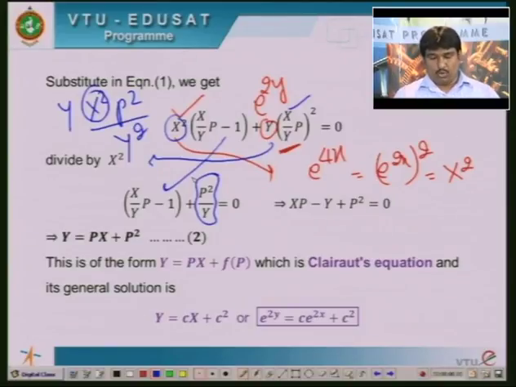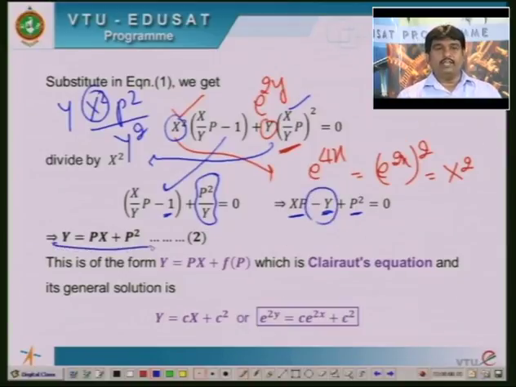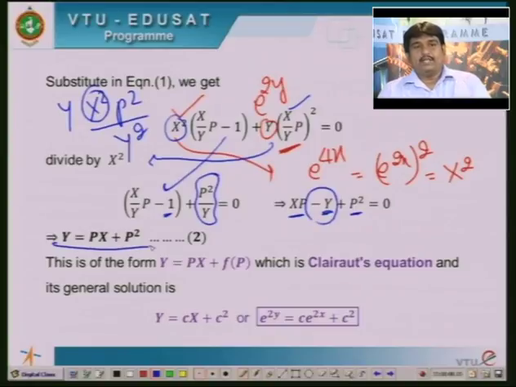Now multiply throughout by y. When you multiply by y, you will get xp here. Minus 1 into y is minus y, and y gets cancelled here, so it is only p square. Xp minus y plus p square equals to 0. You shift this term to RHS to get y equals to p capital X plus p square. This is Clairaut's equation in terms of new variables capital X and capital Y, and hence its solution is y equals to cx plus c square. I have replaced capital P by c.